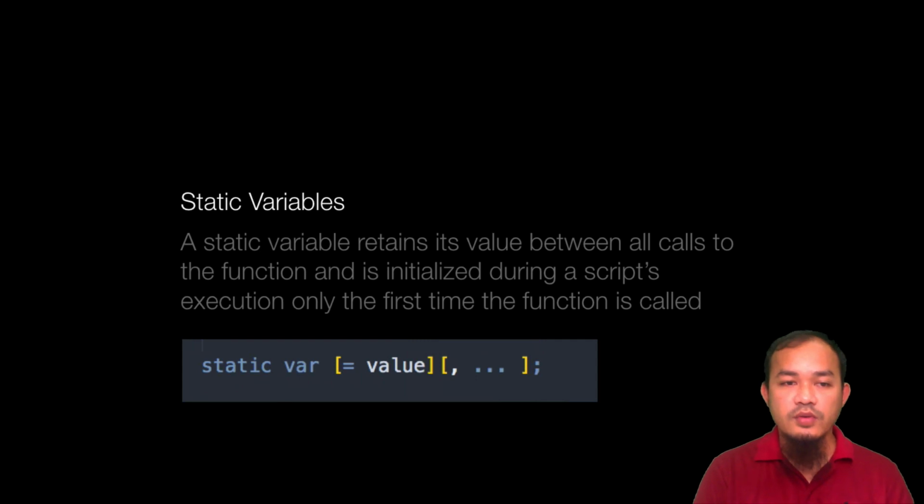Static variables. A static variable retains its value between all calls to the function, and it is initialized during script execution only the first time the function is called. When you add 1 to static, it will retain, or keep, the result 1. If you add more, it becomes 2, and it will keep the result 2. It's different from dynamic. When you add 1 it will remember, but when you re-execute the code, it will lose that number and restart from 0 again. This is the difference between static and dynamic.